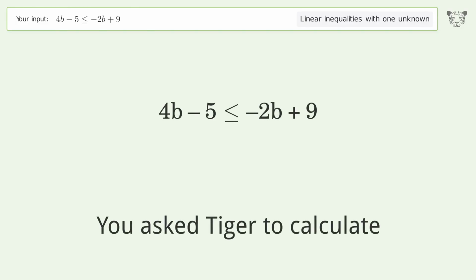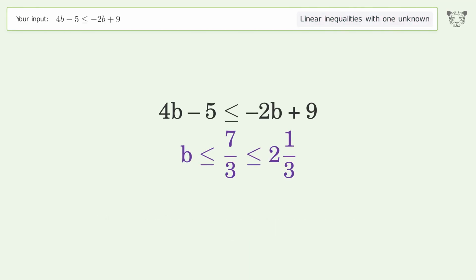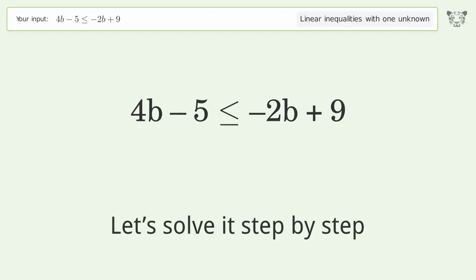You ask Tiger to calculate. This deals with linear inequalities with one unknown. The final result is b equal or smaller than 7/3 equal or smaller than 21/3. Let's solve it step by step.